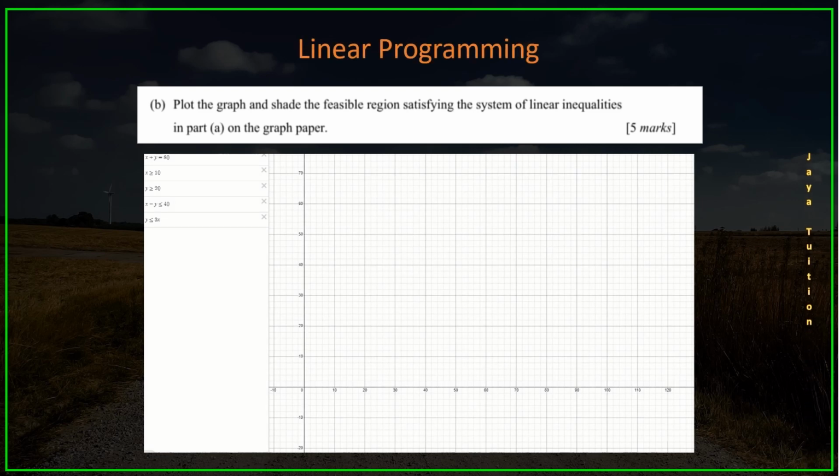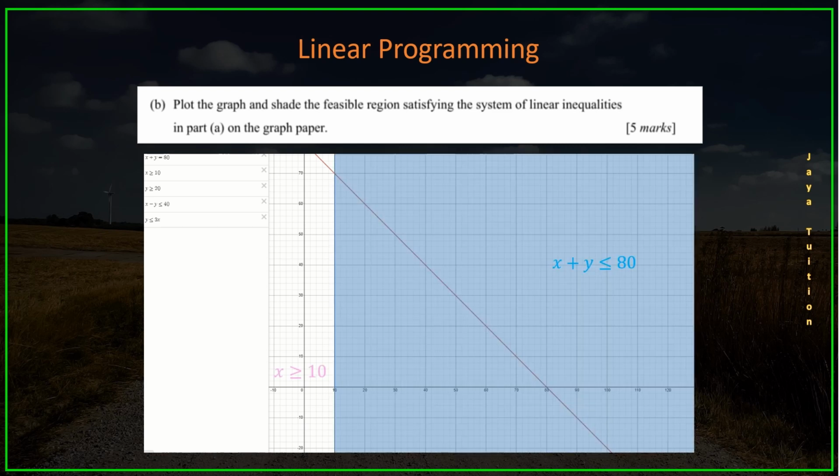Once we have decided on the constraint equations and the objective function, let us see the constraint equations one by one. The first constraint equation: x plus y should be less than or equal to 80. Next, the number of rubber plants should be greater than or equal to 10, that is x should be greater than or equal to 10. The oil palm tree should be greater than or equal to 20, that is y should be greater than or equal to 20. Hence we can see that these three constraint equations give us a triangle.